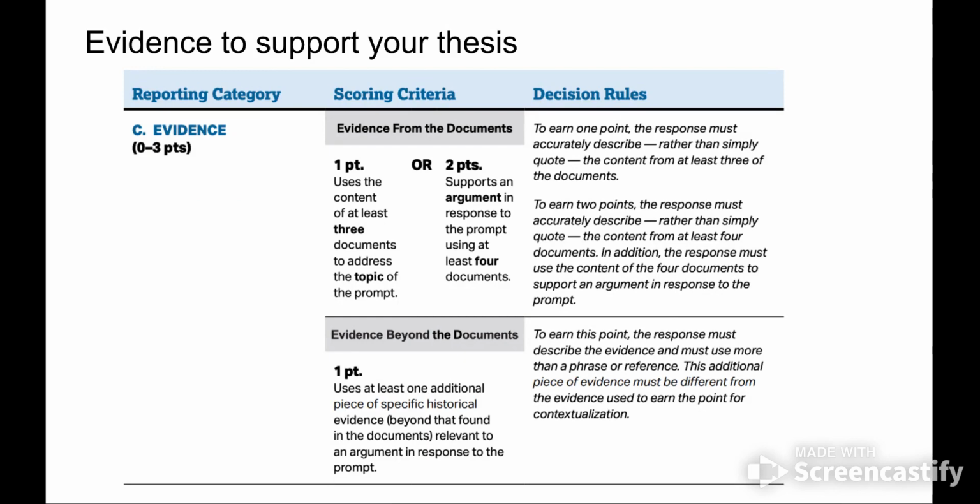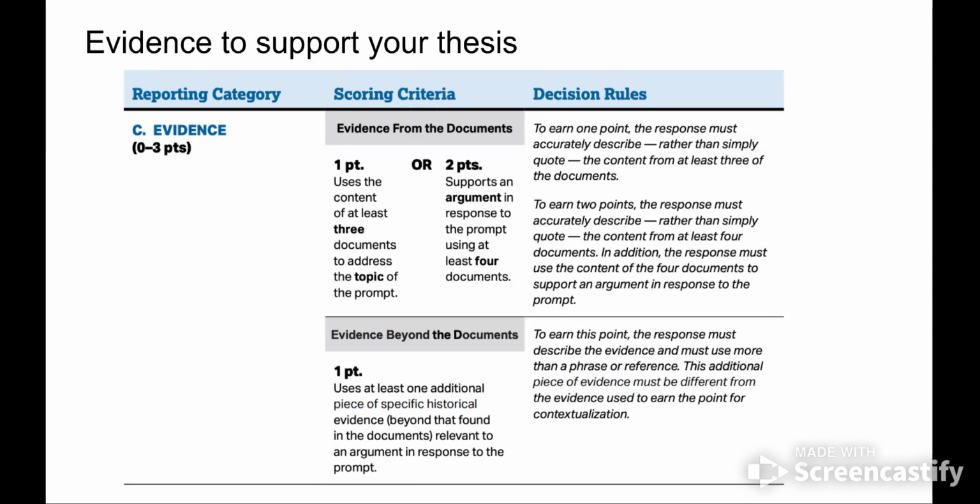We're going to be looking at evidence from the documents, and we are going to use all 7 documents for the purpose of today, even though you can see how many documents you'll need to use on the AP exam in May. This will at least get us going in that direction so that we have more than enough ideas to put to paper. Evidence beyond the document is something that is not included in any of the documents.